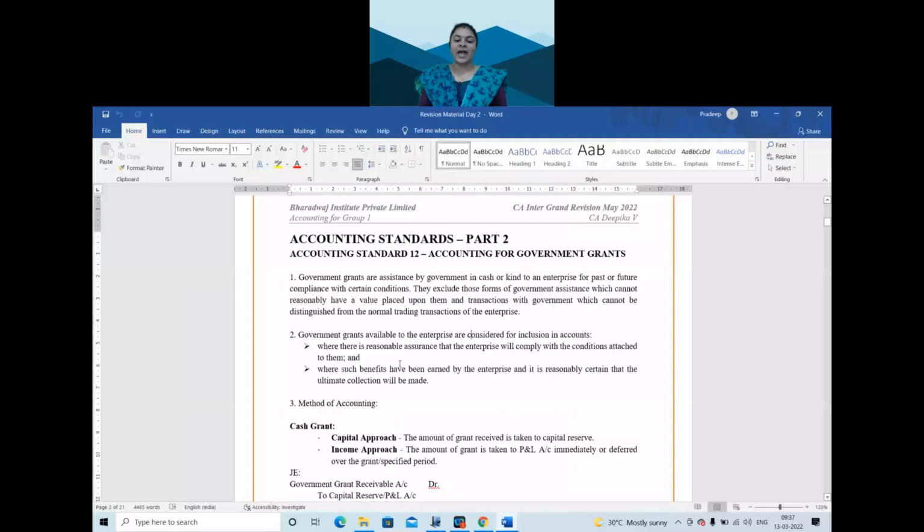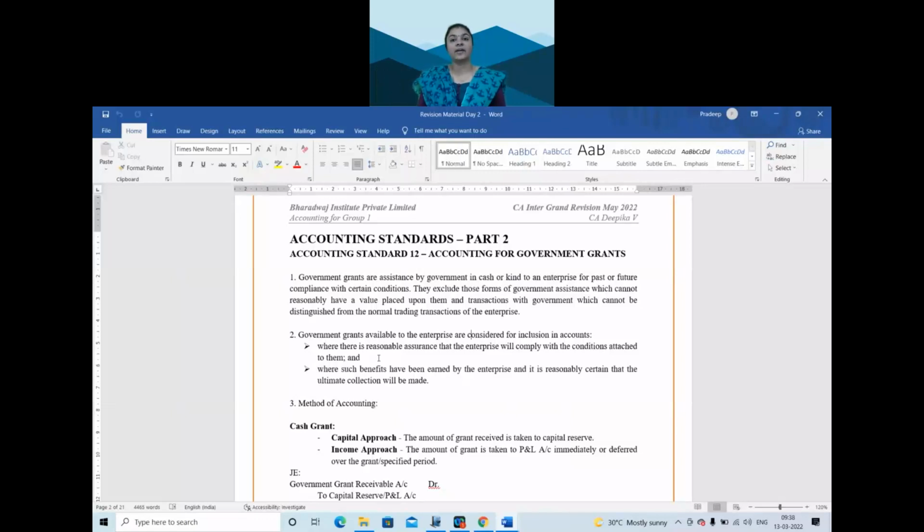Where there is reasonable assurance that the enterprise will comply with the conditions attached. Suppose the government says that yes, I am willing to give you a grant, okay, but provided you have to show an employment of so many number of people for 3 years. Minimum you should have 10,000 employees in your organization from this particular area for 3 years. If you are reasonably sure that you can achieve that particular number, then we can go ahead and recognize the grant.